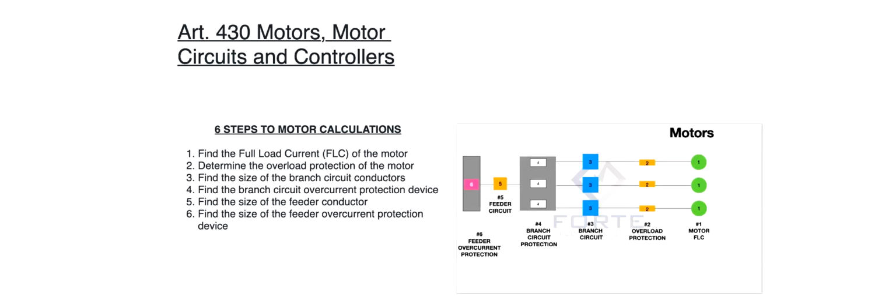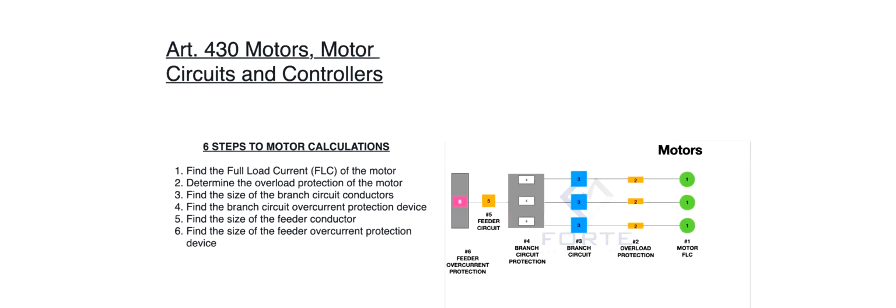Let me get this opened up. There we go. So first thing we need to do is get your code book out and go to Article 430, Motors, Motor Circuits, and Controllers. And I'll help you highlight some stuff that will help you get through your Journeyman's test and your Master's test on that.